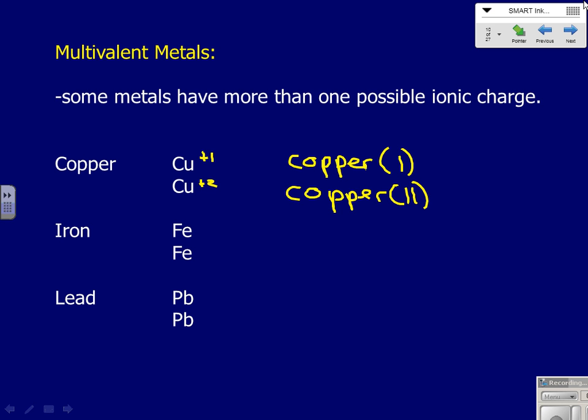Go ahead. Complete iron and lead. Use your periodic table if you have it. If you can't see it, you might have to squint to spot the charges up here on this one. See if you can finish it down for those. Yeah, iron 2 and iron 3. Yep. It describes the charge.